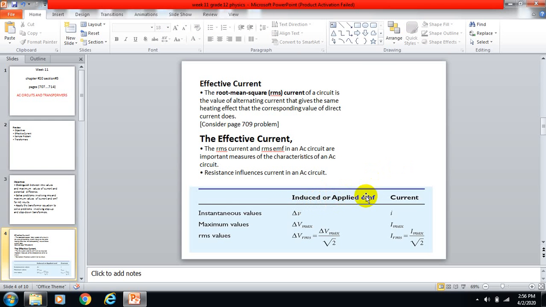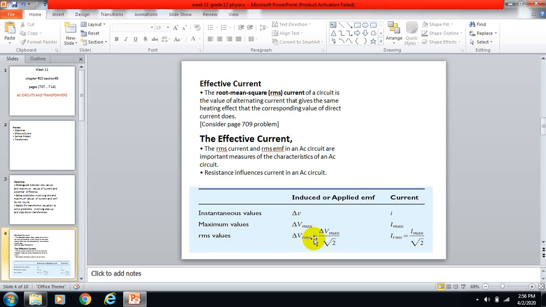Induced or applied EMF, then current. For the instantaneous values, delta V is the change in the voltage, and we have the current denoted by I. Maximum values: delta V max for the applied EMF, and I max for the current. Now we have RMS values.